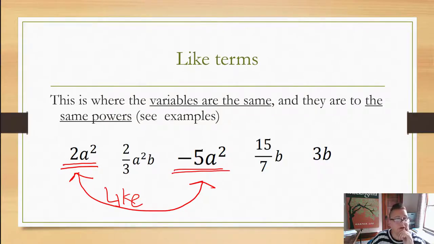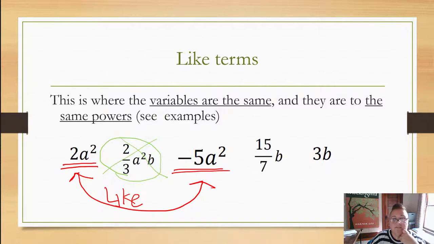If we look at some of our other numbers, here we have a 2/3 a squared b. Now, in order to find a like term to this, we ignore the fraction. That doesn't matter. We need both an a squared and a b. And since there are no more a squared b's, this one does not have a like term. So there's nothing wrong with the term that it is. It just is not going to have a like term.